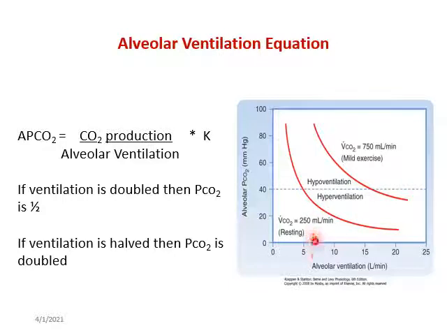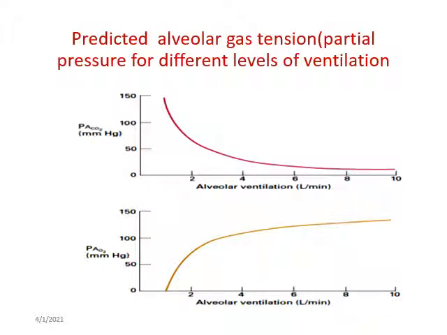If we go up from 5 liters per minute to 10 liters per minute, you can see that the CO2 is going to go to 20, which is half of the original value of 40 under normal breathing. Now I have this graph again, I just talked about it.